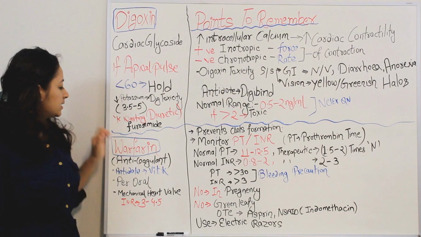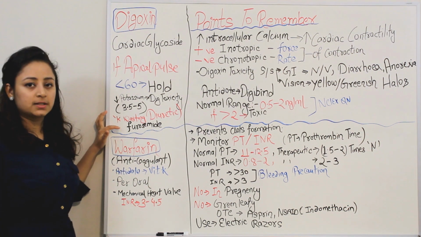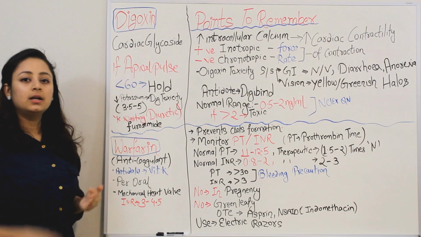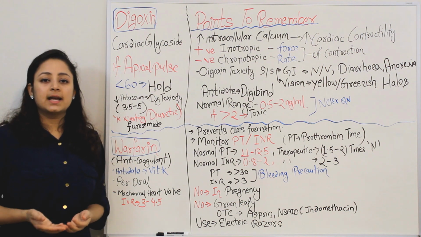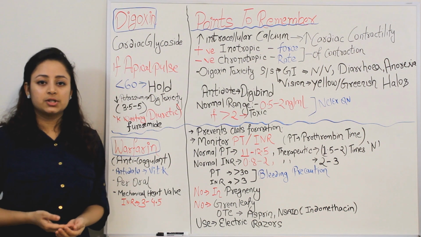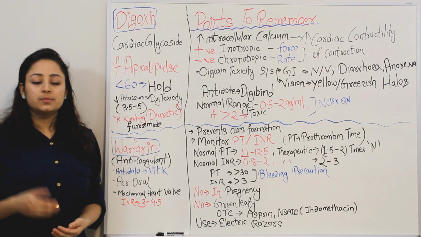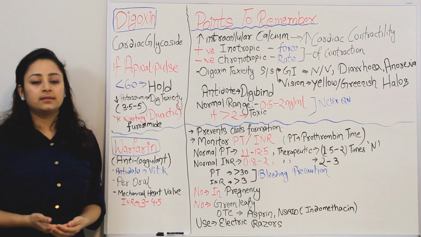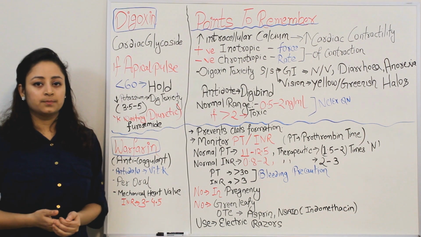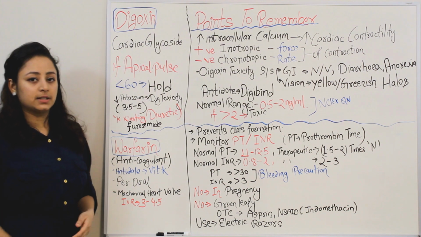Especially when the patient is taking potassium-wasting diuretics such as furosemide or Lasix. These drugs can increase the loss of potassium through the urine, which means it can cause hypokalemia and there is a risk for digoxin toxicity. So also remember this for the test.